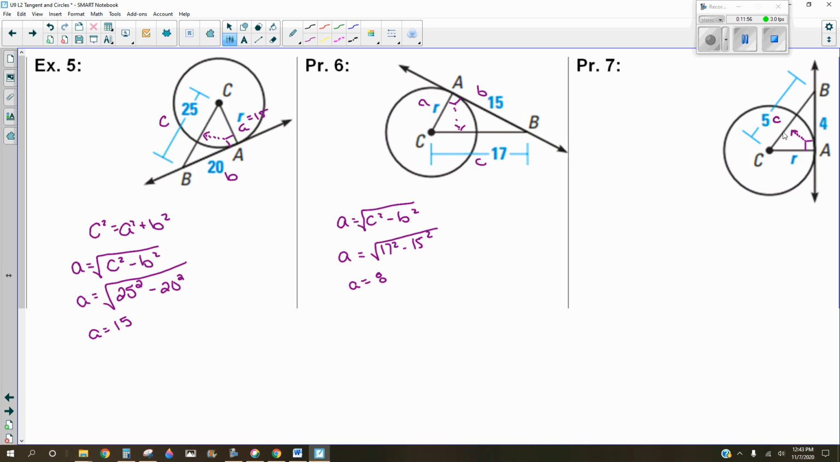Okay, so 5 is C, A, B. So we're missing an A. C squared minus B squared. So C was 5, B was 4. Put that in your Desmos or calculator just like this. Just type it just like that if you want to. And you get a 3. So my radius is 3.